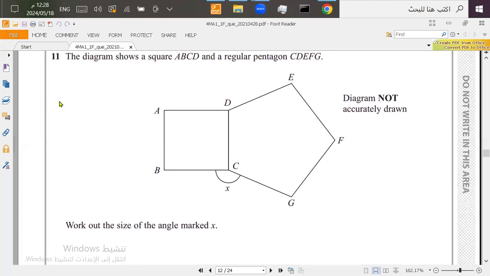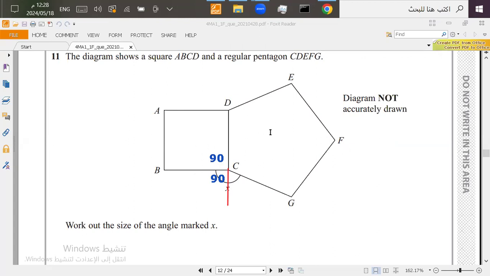First, we know that this angle is a combination of two angles, the exterior of the square and the exterior of the pentagon. We already know that the angle here of the square is 90. It means the exterior of the square will be 90, same as the interior angle of the square. So the square has an interior angle of 90 and the exterior is 90. This is all the time for squares and rectangles.